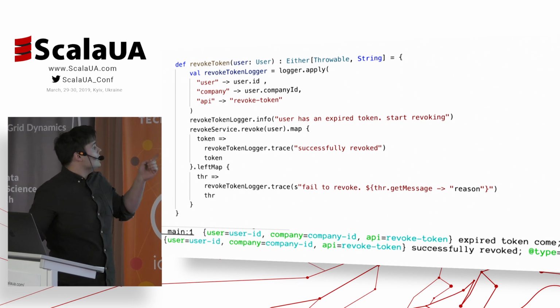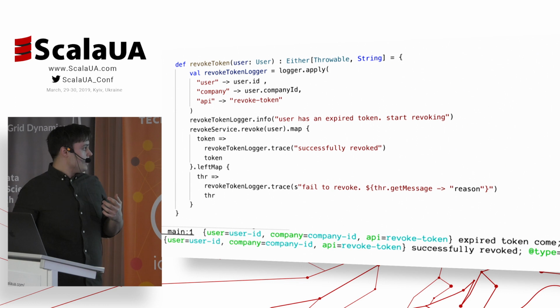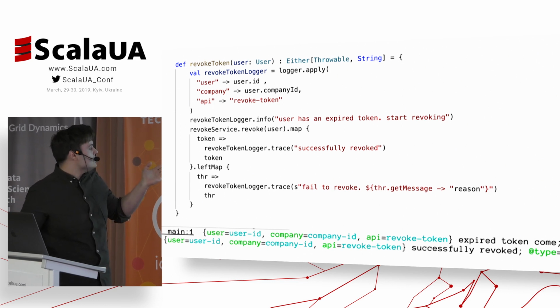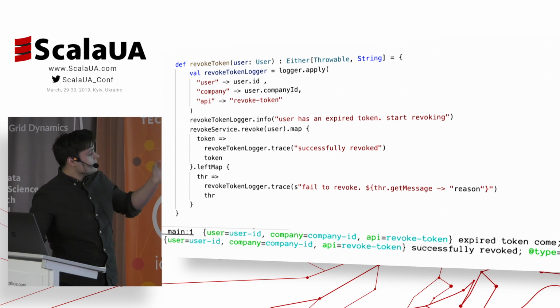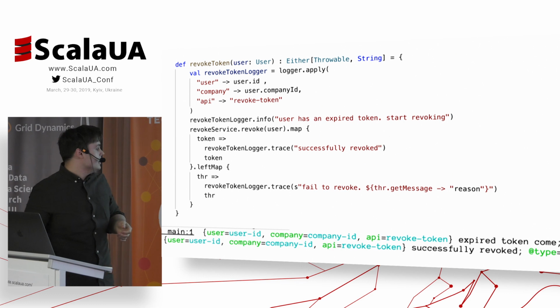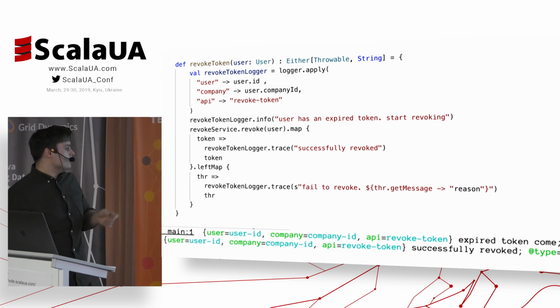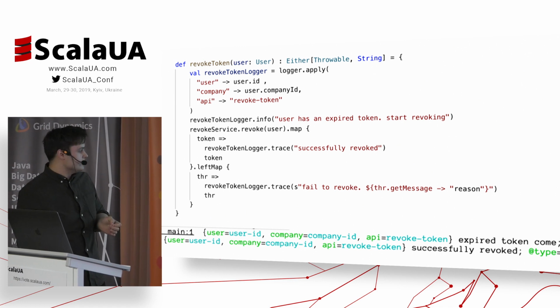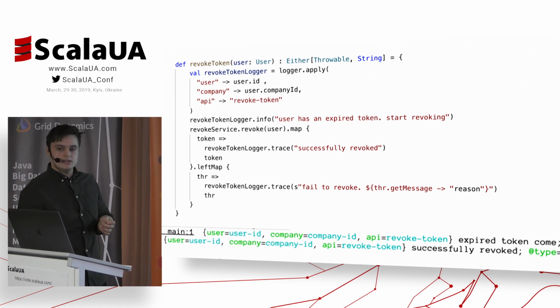So we pass info: user has an expired token, start revoking. And we try to revoke it, and either we have successfully revoked it and trace, or we can fail and log some info on why it failed. As you can see below, you will find how the log messages have been structured. It's quite easy and quite vital to have some context when you need to traverse through these logs.